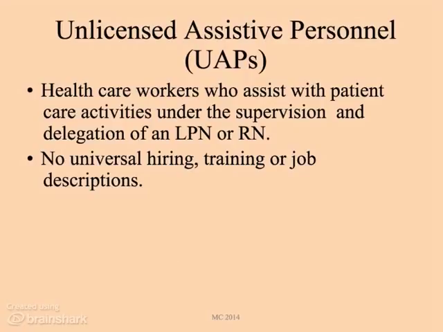So we refer to unlicensed assistive personnel as UAPs, but you also hear them called nursing assistants. We also see nurses delegate to licensed practical nurses who do have licenses, but who don't hold the same amount of authority and accountability for patient outcomes. The problem is, with UAPs in particular, there's no universal hiring, training, or job description. So this makes the task of delegation much more difficult.